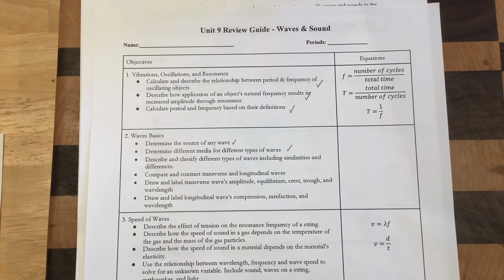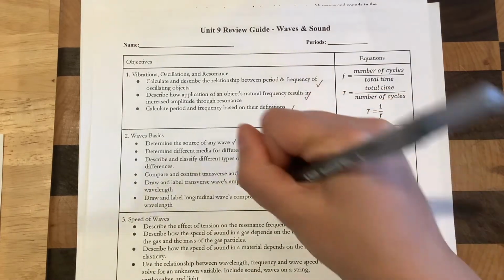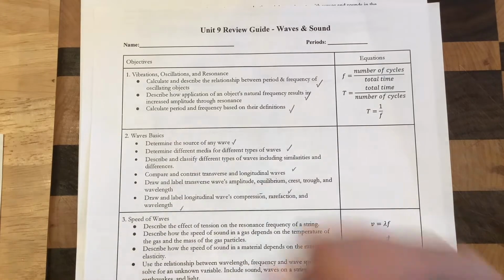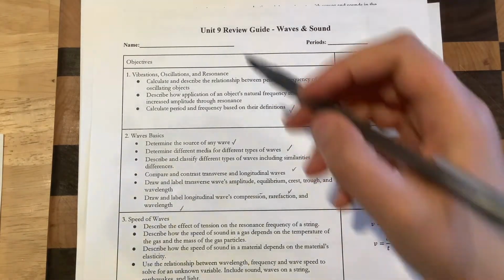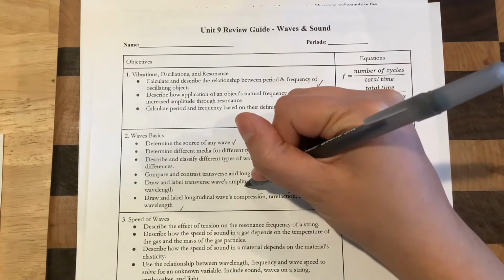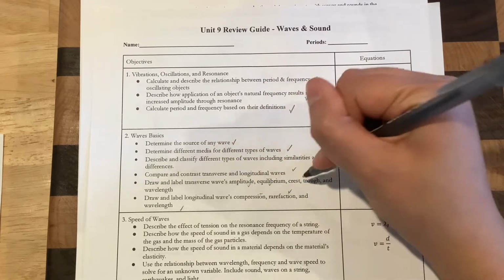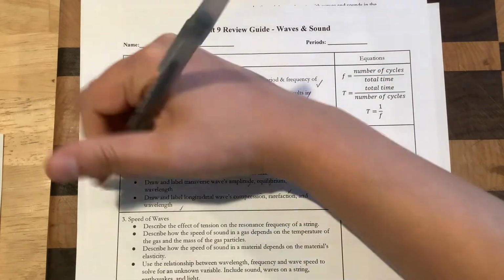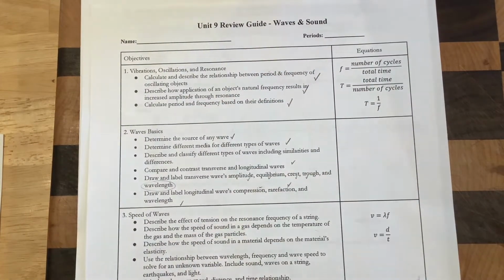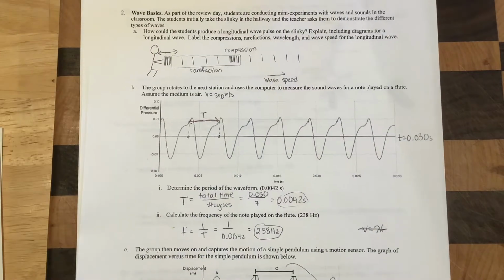We talked about longitudinal waves, labeling compression, rarefaction, and wavelength. We labeled on a transverse wave, a transverse oscillation, the amplitude, equilibrium, crest, trough, and we'll come back to wavelength later. Promise, or probably.